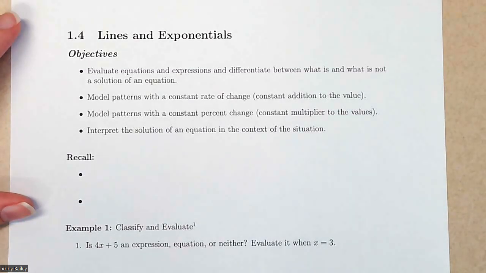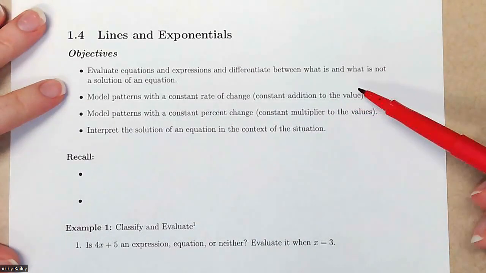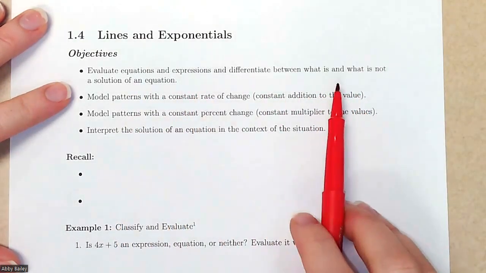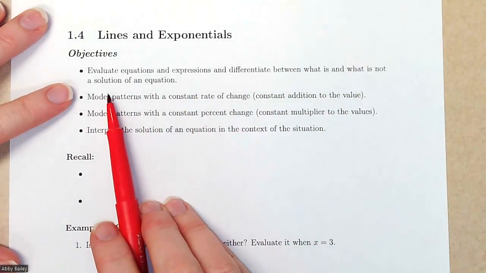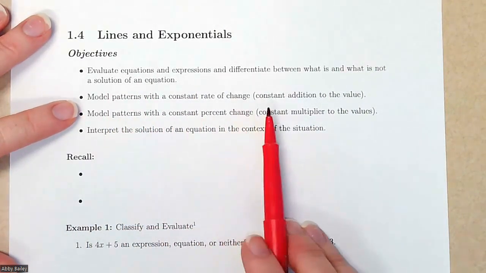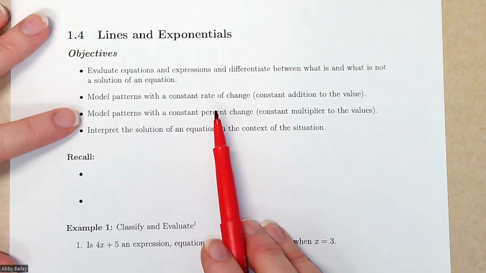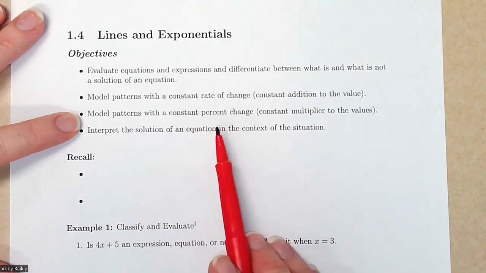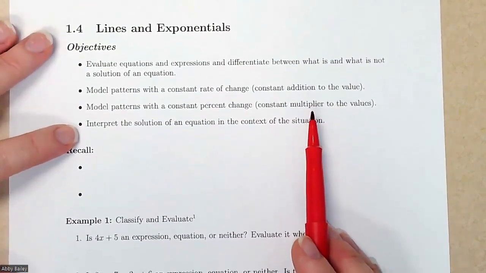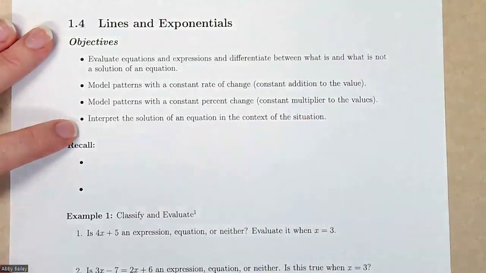Now let's look at section 1.4 on lines and exponentials. We're going to differentiate between equations, expressions, and what is and is not a solution to an equation. We will model patterns with a constant addition or constant rate of change, and we will also model patterns with a constant percent change or a constant multiplier. And then we will interpret some of these.